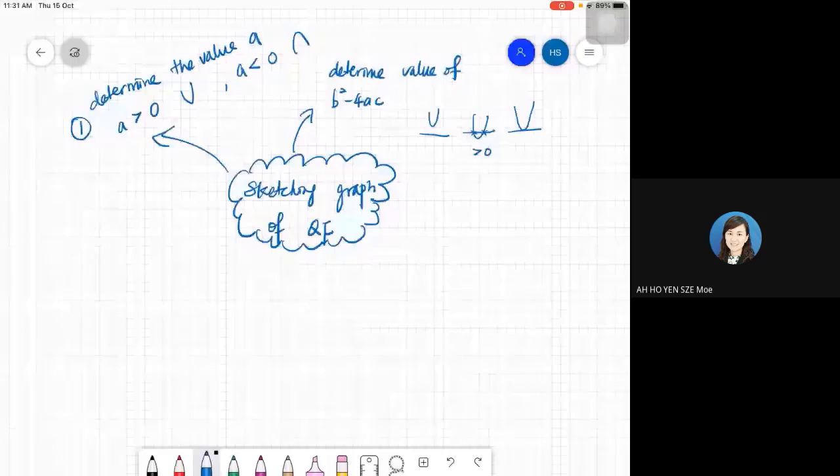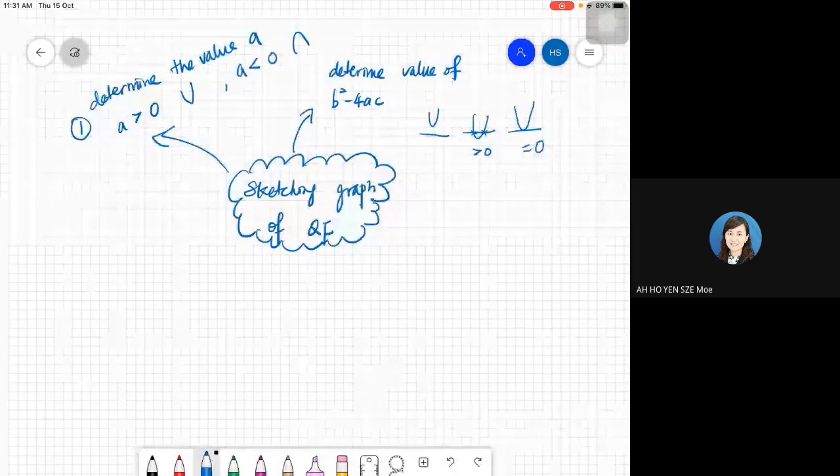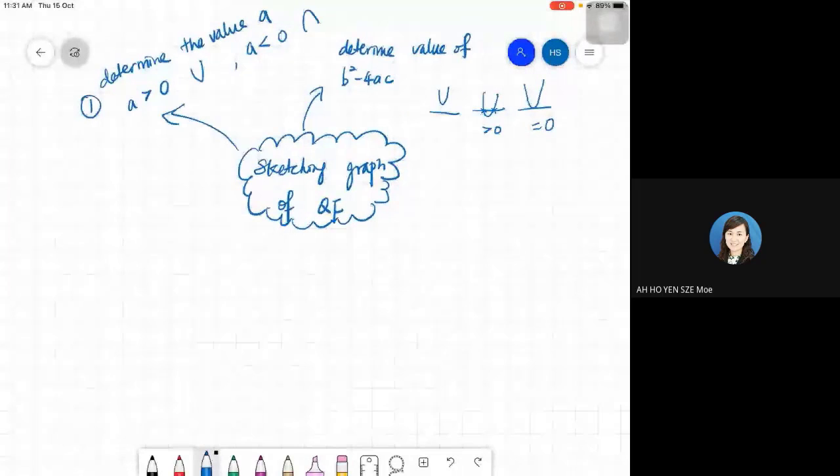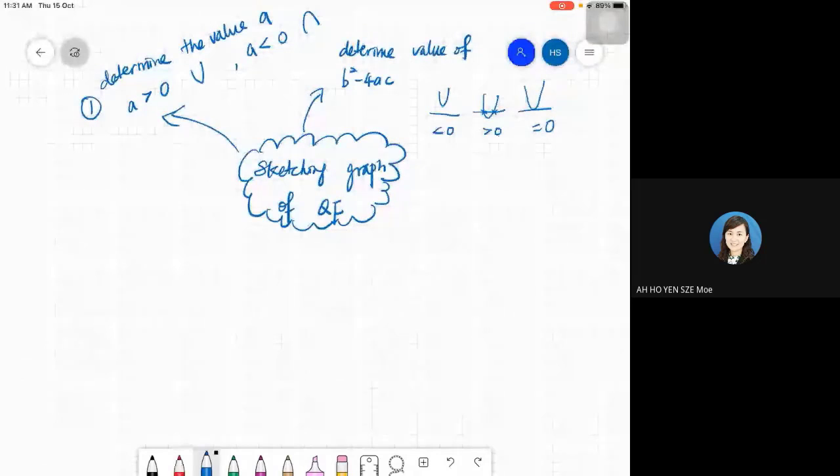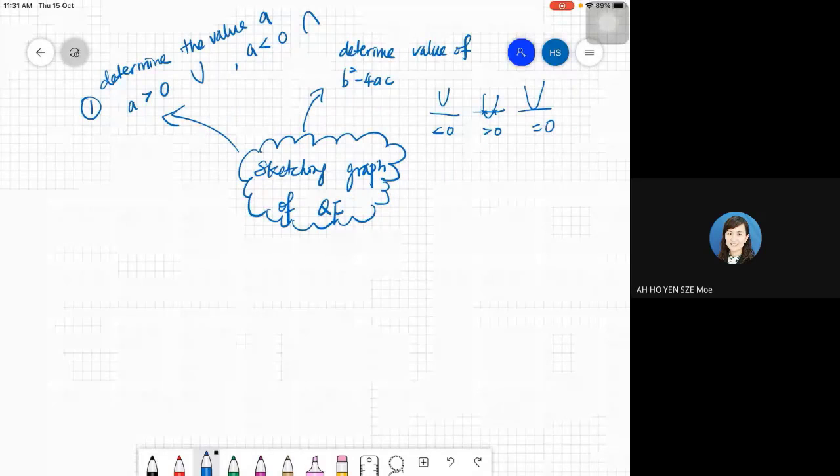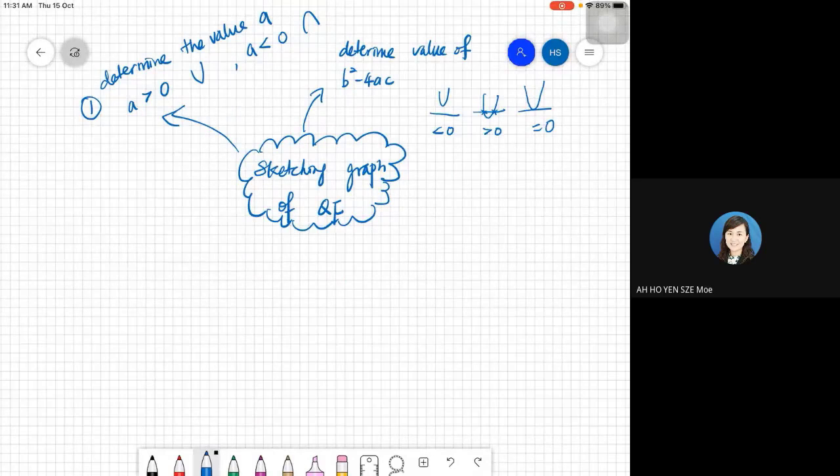If you get b squared minus 4ac equal to 0, it means that you have one intersect point. So that's the purpose why we need to find b squared minus 4ac. But normally students will skip this step, but actually this step is very important.